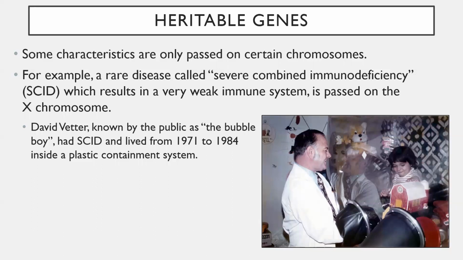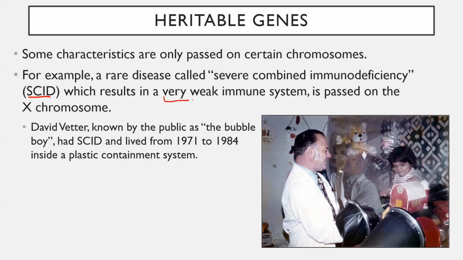Here's a bit of an extreme example. I'm using this one because your textbook uses it as well, although I found a better picture than what your textbook had. For example, a rare disease called severe combined immunodeficiency, or SCID. Much easier to say that, SCID, which results in a very weak immune system, is passed on the X chromosome.